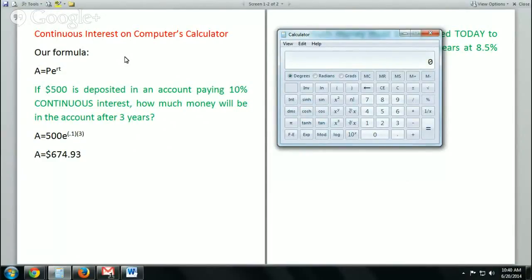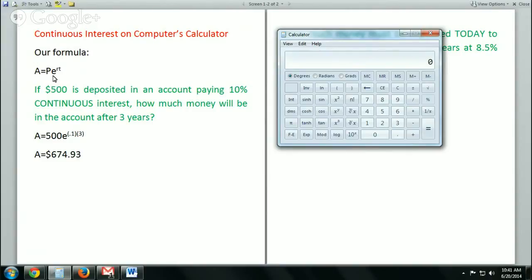Let's talk about how to use the computer's calculator to do a couple of problems involving continuous interest. Now remember, for continuous interest, our formula is A equals P e to the rt power. A is the future amount that we'll have. P is the principal that we're starting off with.